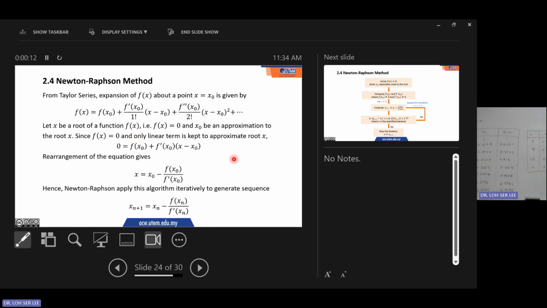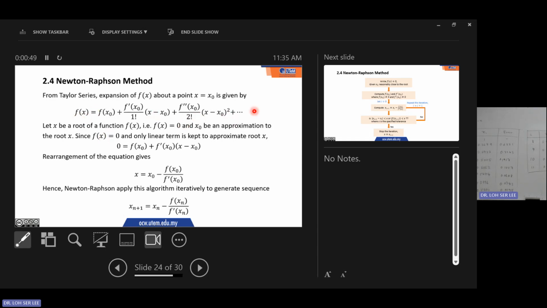Okay, Newton-Raphson is actually derived from the Taylor series. This is a Taylor series, and then we replace the x by x naught here. This is something like we are finding the approximation around x naught. So this is the expansion.